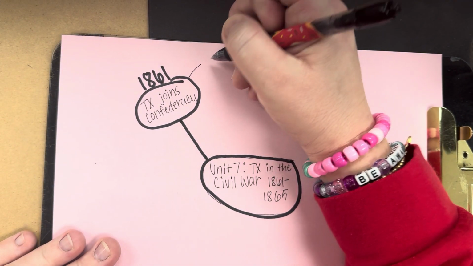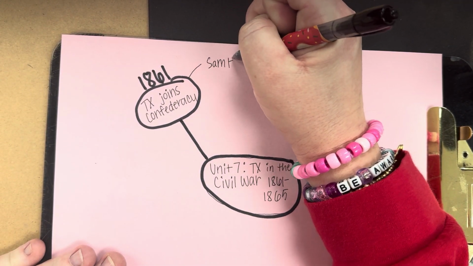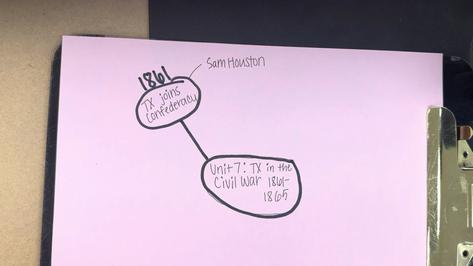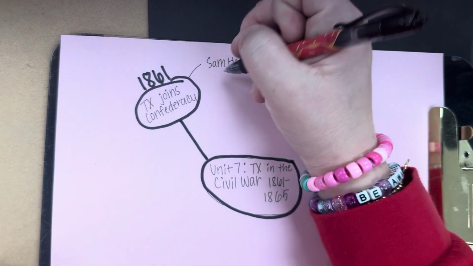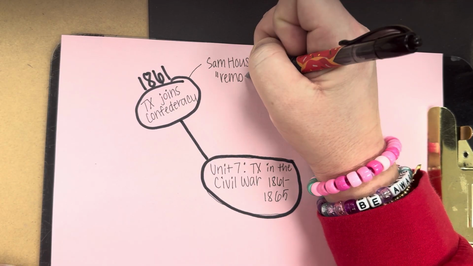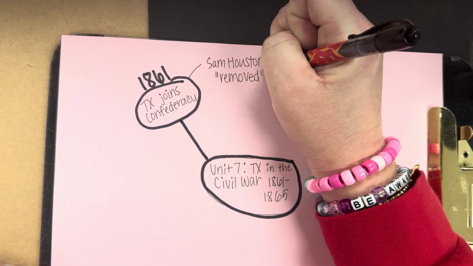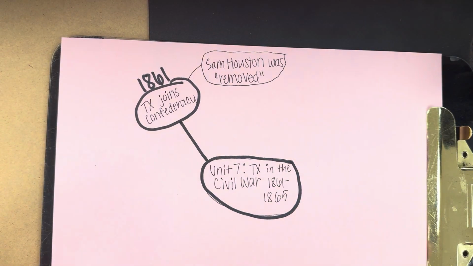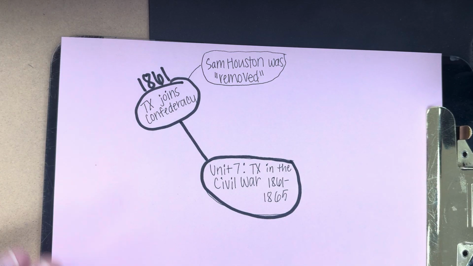Sam Houston responds to this by being really angry and refusing to swear an oath of allegiance to the Confederate States of America. Some sources say that he was fired. Some sources say he resigned. Some sources say he was removed. Either way, we know that he was not happy that Texas was joining the Confederacy, and he was no longer the governor when Texas proposed to join the Confederacy.